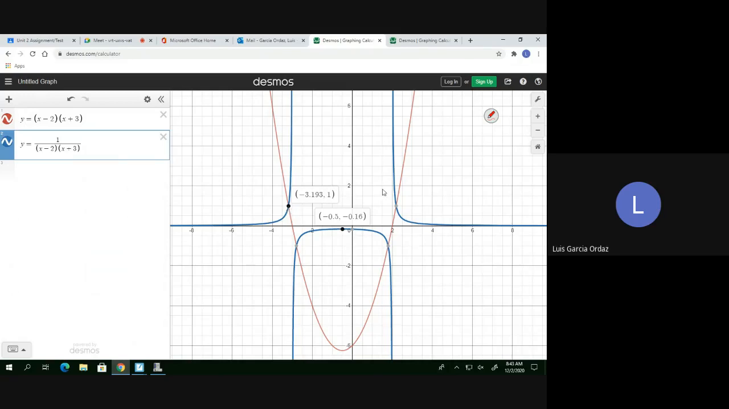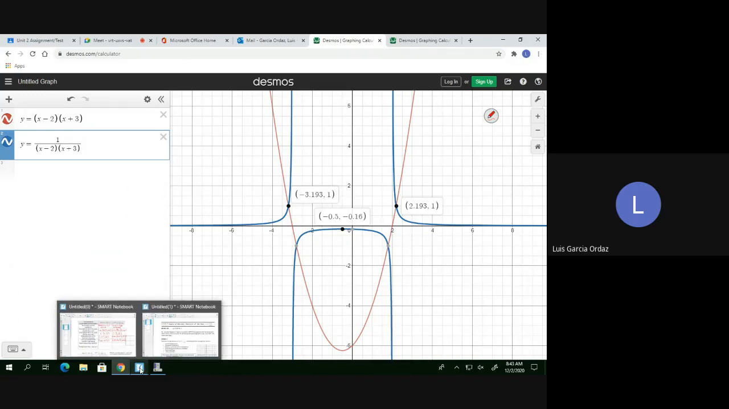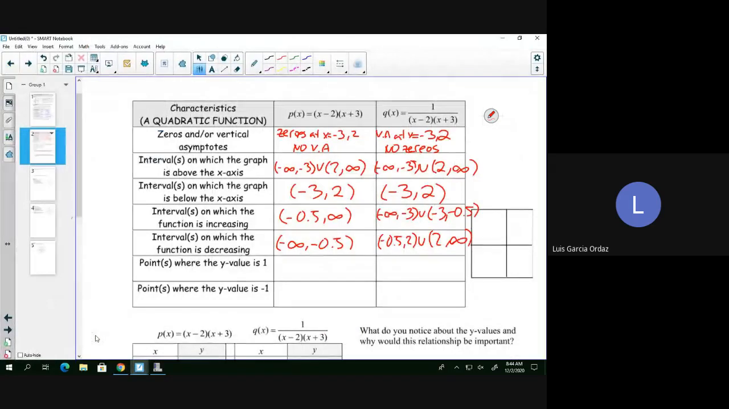And the next point is 2.193. And that's going to be for both the parent and the reciprocal. Let's just say 2.2 so I can round up. And it's going to be the same thing with the reciprocal.